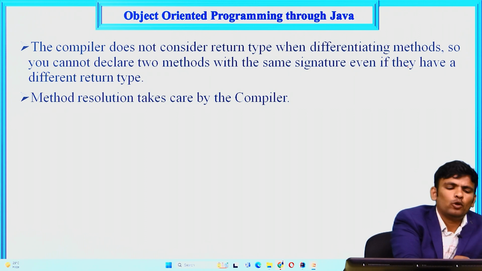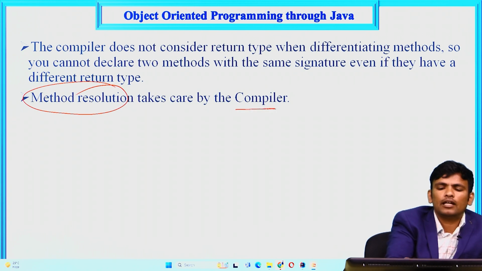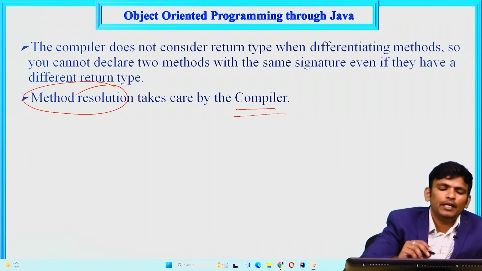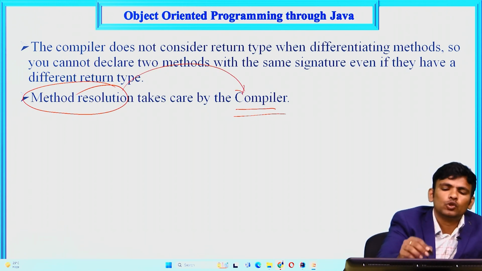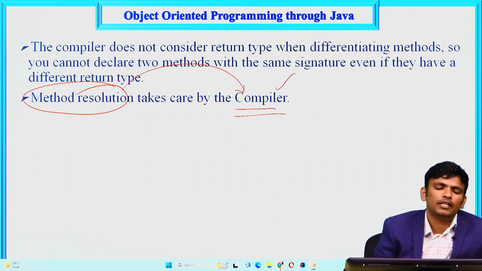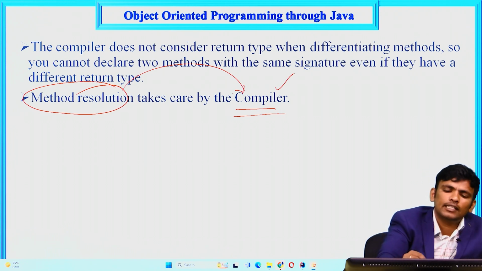And the very important point in method overloading is method resolution. Method resolution will be taken care of by the compiler. Method resolution means deciding which method has to be executed, and that decision will be taken by the compiler. In a class you have different methods with the same name, so which method has to be executed? The compiler is responsible for that decision.